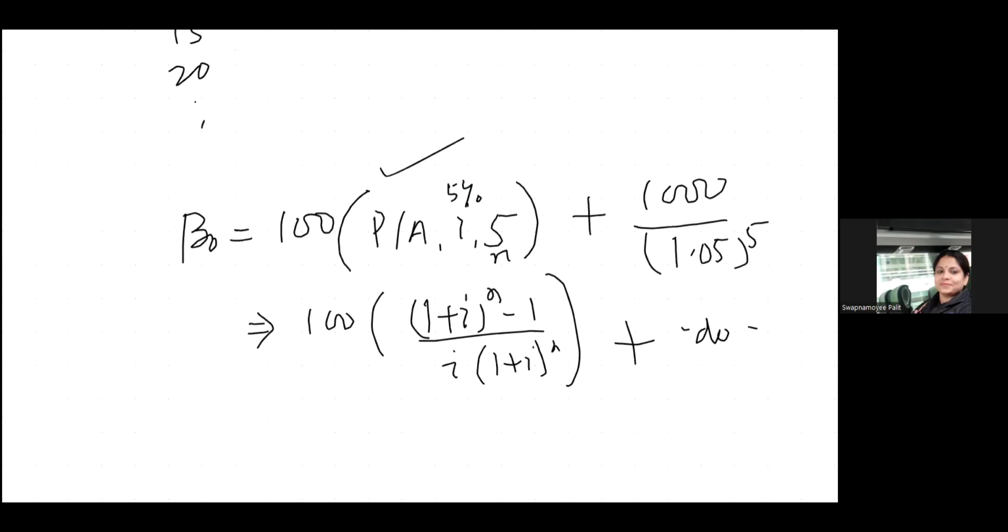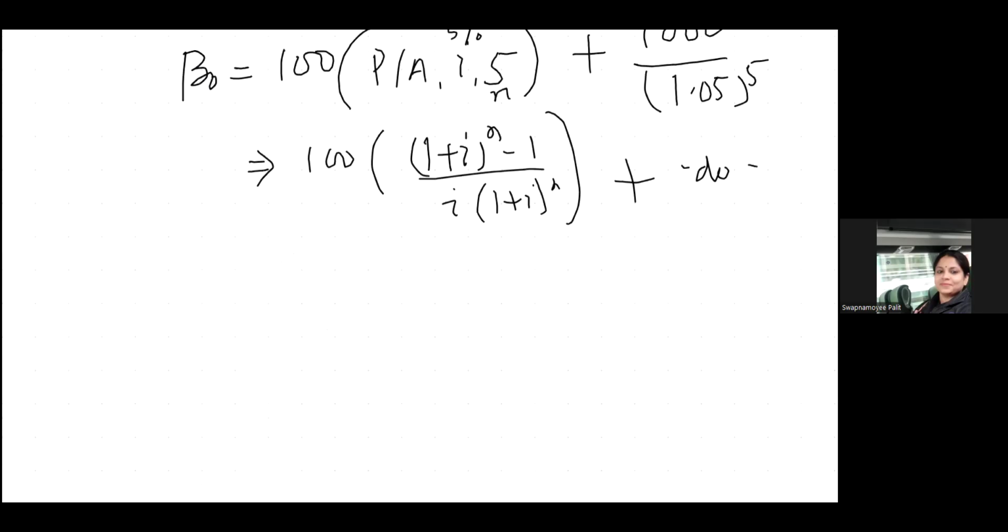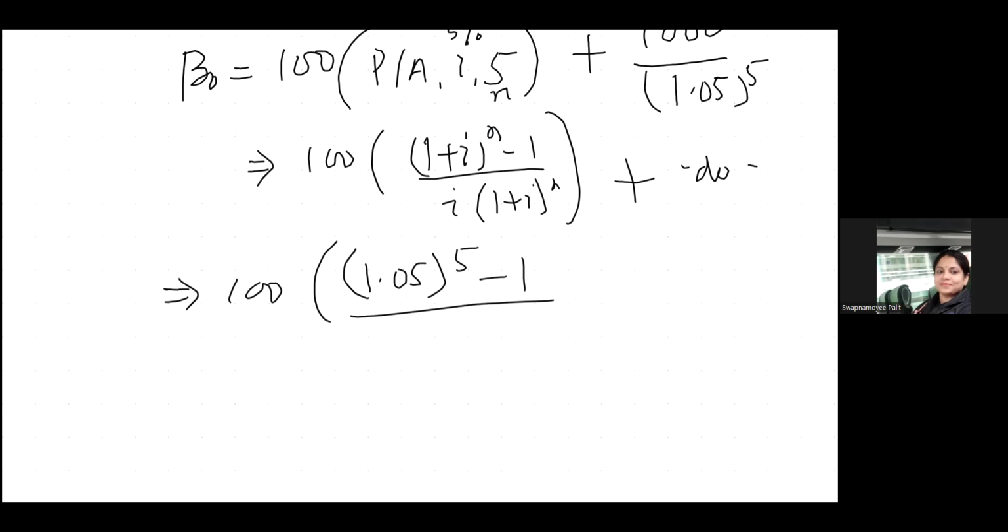you will get it as 100. This is your percentage. 1 plus I means at 5%, 1.05. To the power 5 years minus 1. This divided by 0.05. This is your 1.05 to the power n. This part.